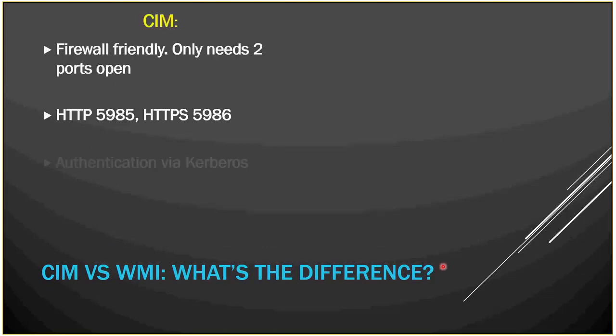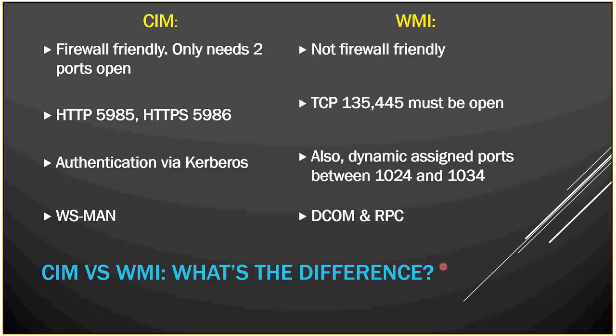So a quick review here. SIM is a little more firewall friendly. It only needs 2 ports to run, HTTP and HTTPS, and we talked about authentication via Kerberos. In a domain, your domain controllers are handling authentication. It's all handled by the WSMan protocol at the bottom of the stack there. As opposed to WMI, which is less firewall friendly, has some well-known ports that most people don't want to use, also has some dynamically assigned ports, as well as those protocols that nobody really is in love with anymore. So you can see just making the switch from WMI to SIM increases your security posture a lot, but you're actually accessing the data basically in the same way.